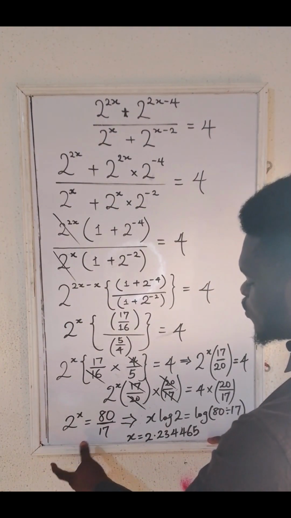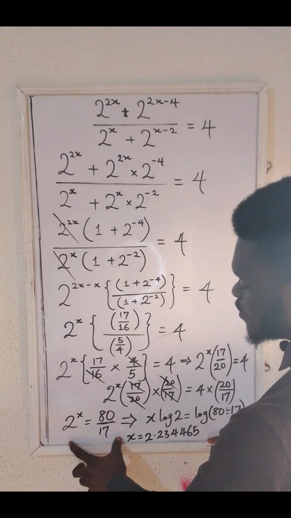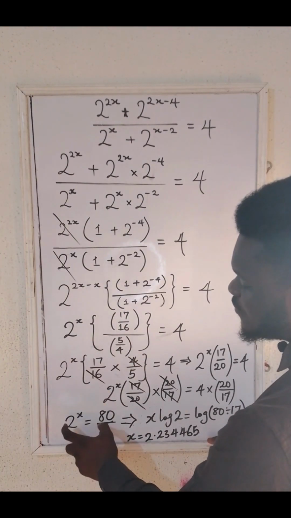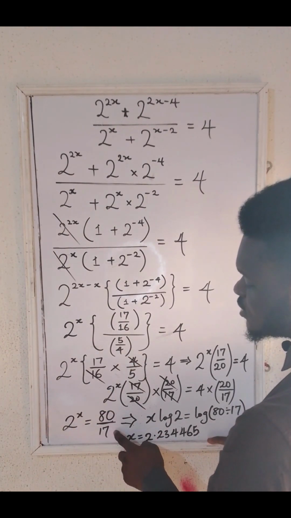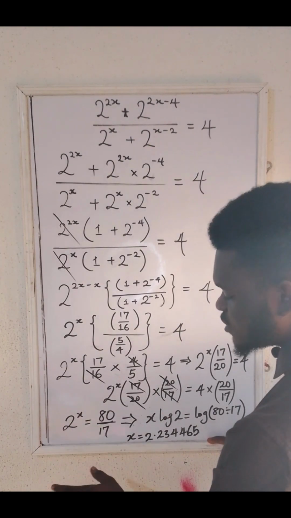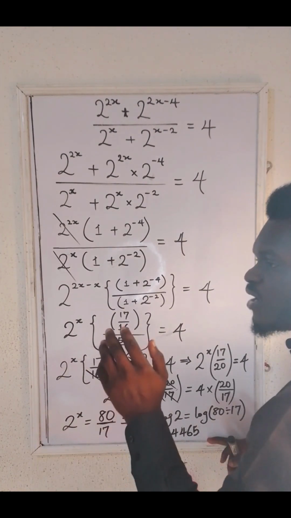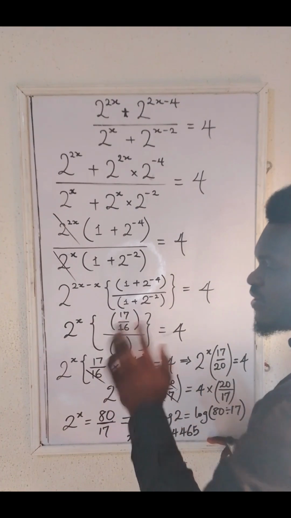Now, what is this point? It's very, very simple to understand. What I simply did here was that, don't forget, since we are having 2 to the x equals 80 over 17, what are we going to do? It is very, very simple. Remember the properties of log. Whenever you are taking log of any base to a power, you can rewrite it. And how are you going to rewrite it?